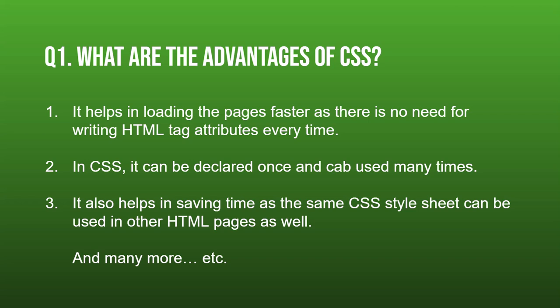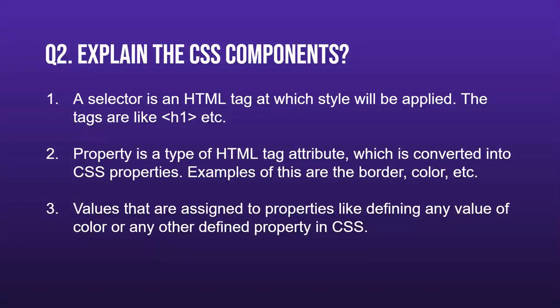The next one, explain the CSS component. A selector is an HTML tag at which style will be applied. The tags are like h1, etc. So basically in the first point you can say what the CSS component is, and you can say some of the CSS component names like h1, p, body. So these are the CSS components.